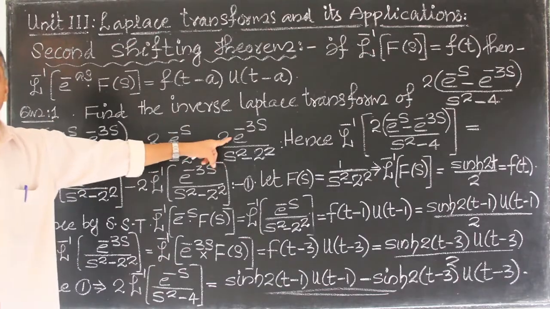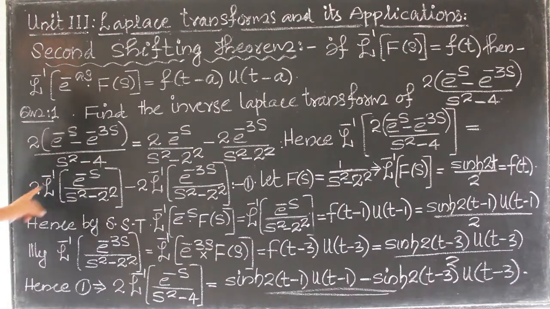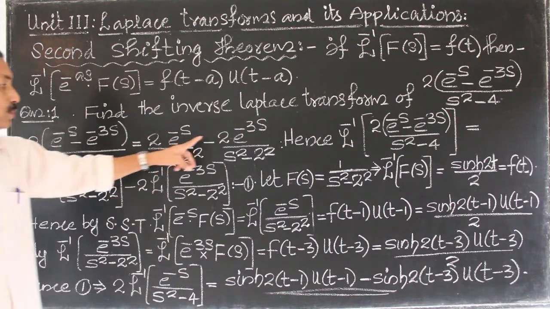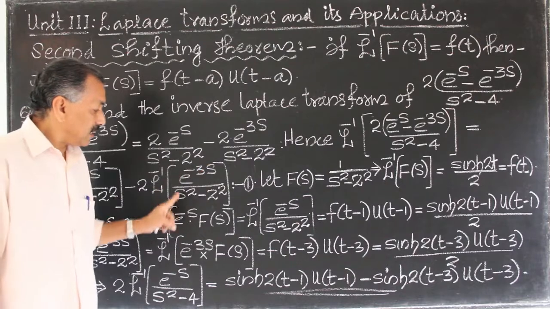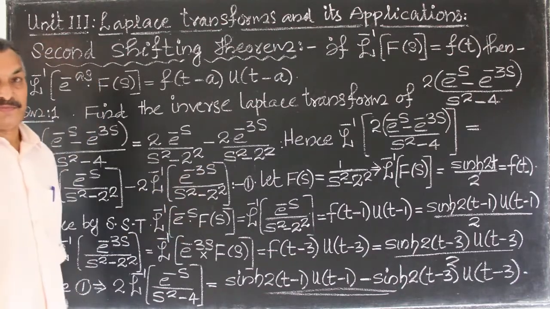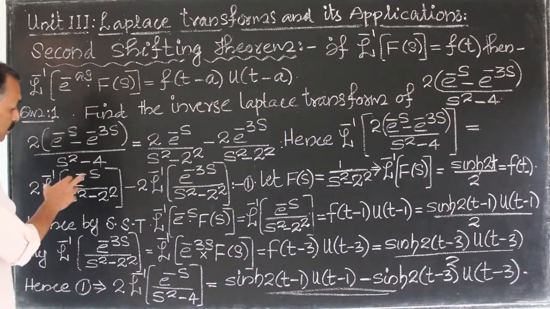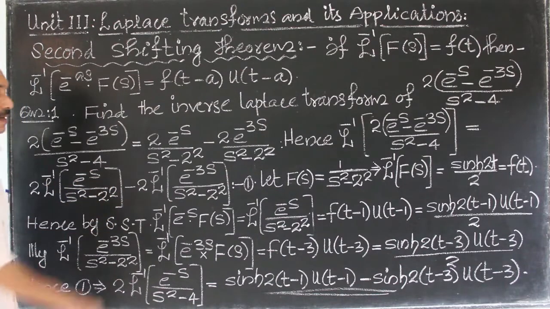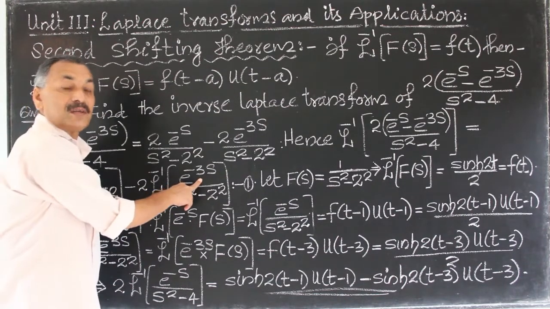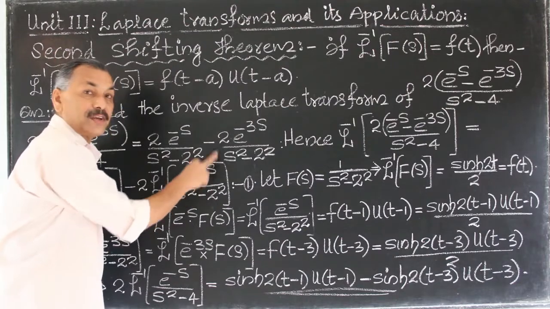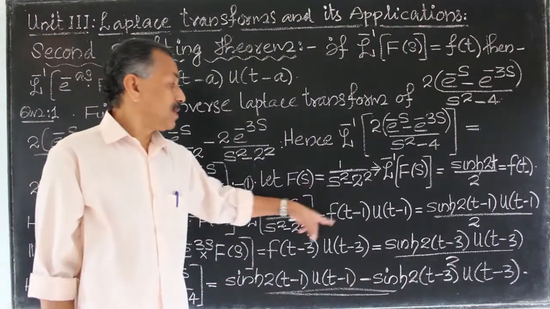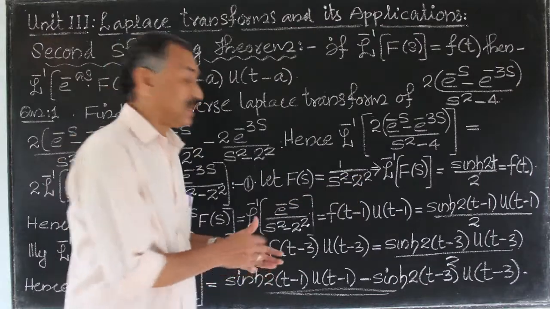the inverse Laplace transform of each term. That is 2 into L inverse of e raised to minus s divided by s square minus 2 square, minus 2 into L inverse of e raised to minus 3s divided by s square minus 2 square. E raised to minus as into F(s), where F(s) is equal to 1 divided by s square minus 2 square. Here also, what is F(s)? F(s) is equal to 1 divided by s square minus 2 square.